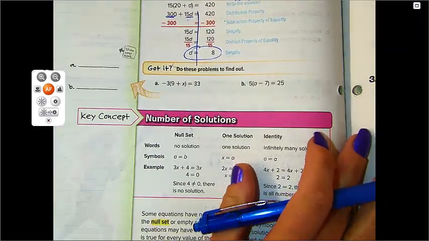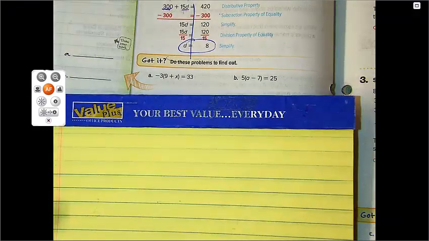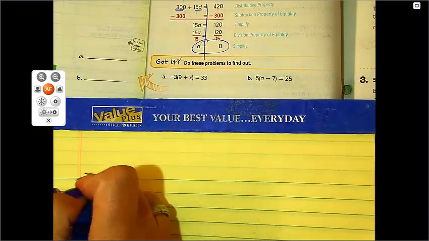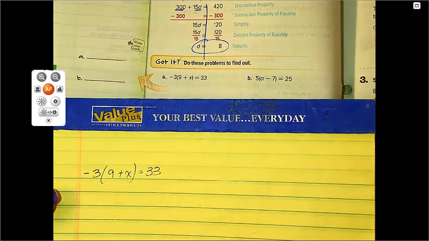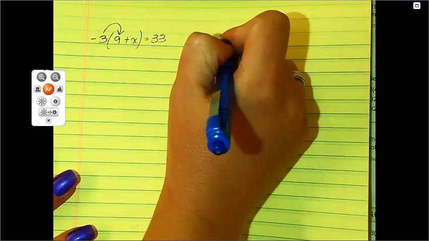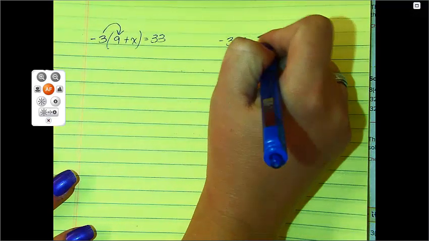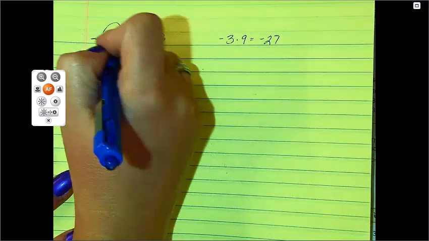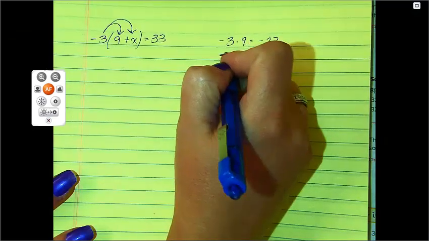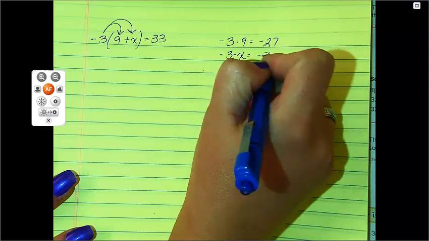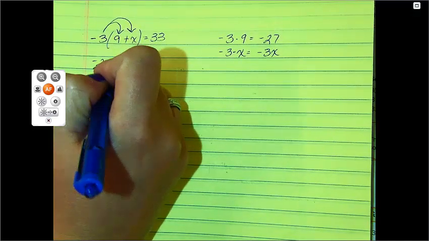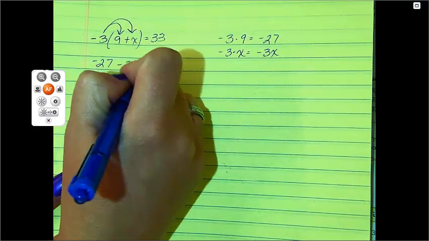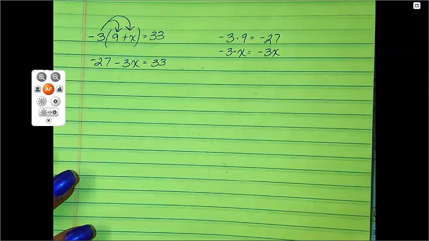So let's look at example A. I'm going to write example A on a separate sheet of paper just so I have enough room to do all of the work. So I have -3 times 9 plus x equals 33. Now remember, you have to do the distributive property first. So I'm going to take -3 times 9, which gives me -27, and -3 times x, which gives me -3x. So if I got rid of those parentheses, I would have -27 minus 3x equals 33. That's all I've done is get rid of the parentheses.